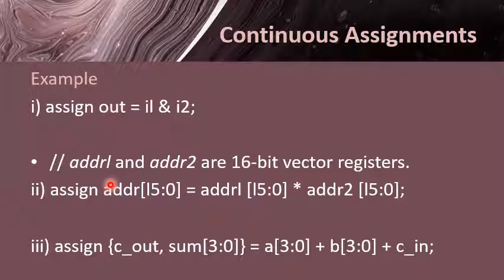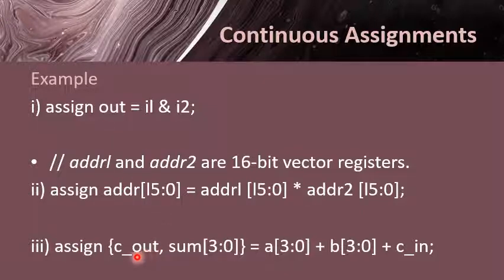The second example is using vectors. Address1 and address2 are 16-bit vector registers. So assign addr[15:0] equal to address1[15:0] multiplied by address2[15:0]. The two 16-bit signals, address1 and address2, are multiplied, and of course the product will be 32 bits, but the lower 16 bits of the product are stored in the signal addr, that is, in the [15:0] part of addr.